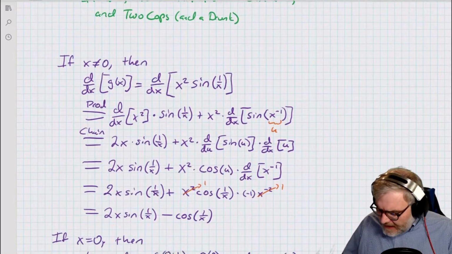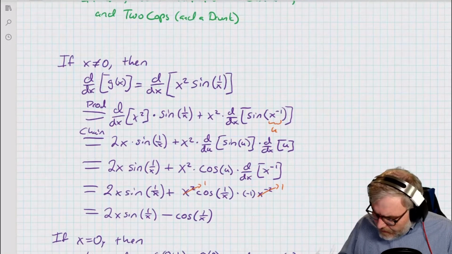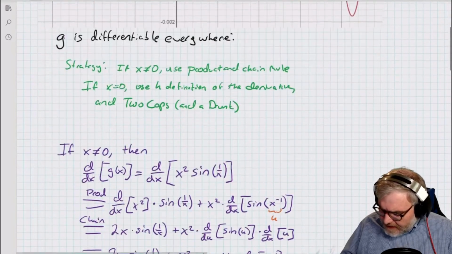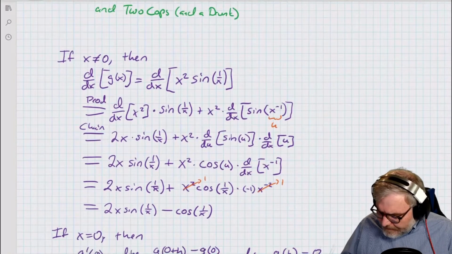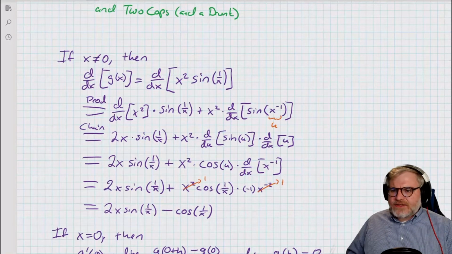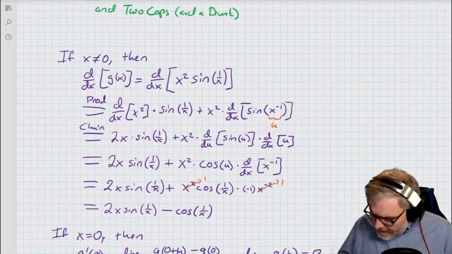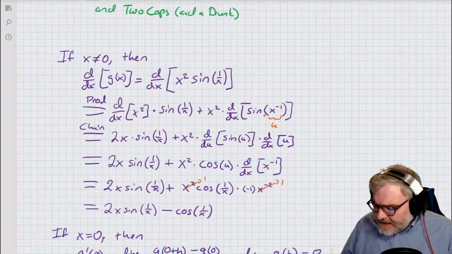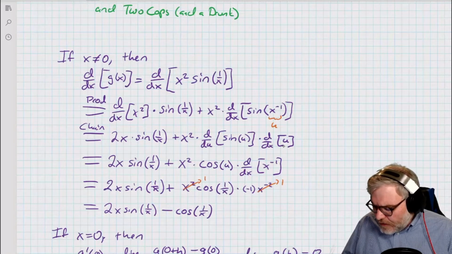Okay, so I'm going to let x not be 0. Then the derivative of g of x is the derivative of this version here, x squared times sine of 1 over x. Because the outer layer of this thing is a product, I'm going to have a product rule. Then I'm going to take the derivative here using the power rule, but over here I've got a chain. I've got an x to the negative 1. I'm just going to call that u.